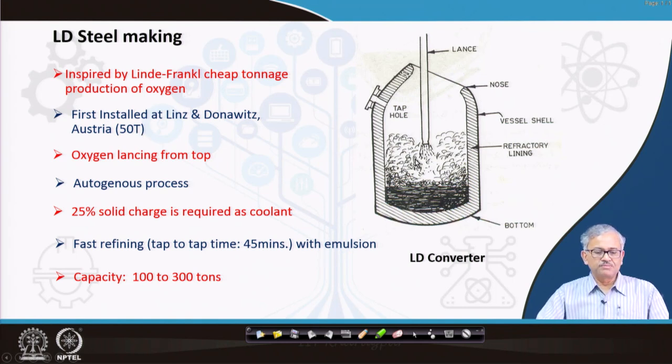So this is the basics of LD, and you can see this is the refractory lining, a highly basic refractory lining, and I will talk about that. And this is the tap hole through which the metal comes out, and this is the mouth through which the lance is injected, okay. And you can find there is a round corner, rounding is there to facilitate the mass transfer into the liquid steel bath.